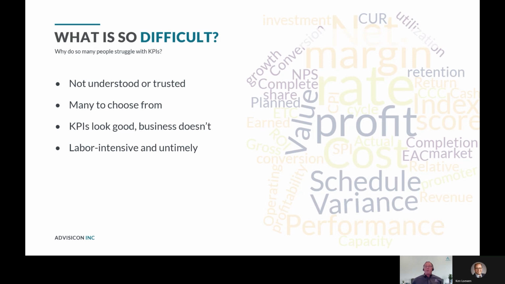Another key barrier to success with goals and KPIs is that there are many to choose from. And so the target-rich environment causes confusion, causes distraction, and often causes us to generate an awful lot of effort for very little benefit. We may find that the KPIs look good, but the business is not being successful, or vice versa. The business is being good, but the KPIs don't look successful. And it may be a very, very labor-intensive process to create our KPIs or gather the data with the result that the output is not timely.